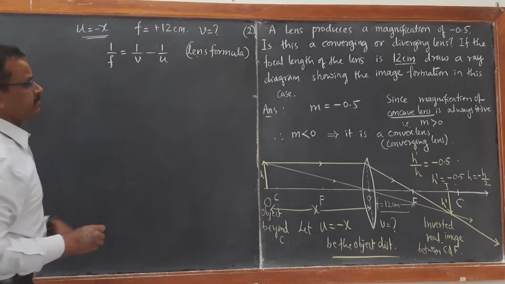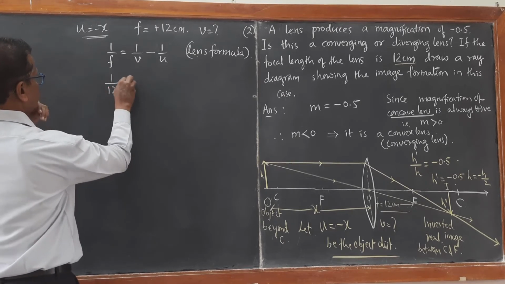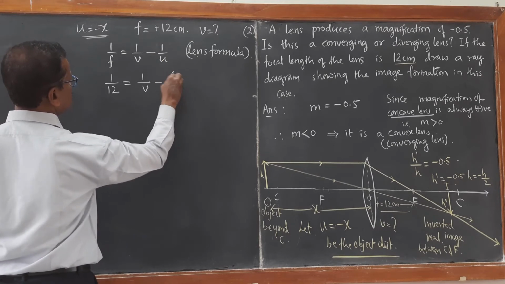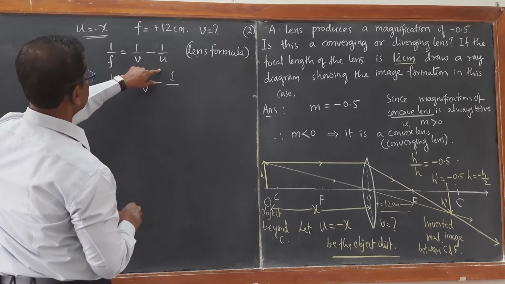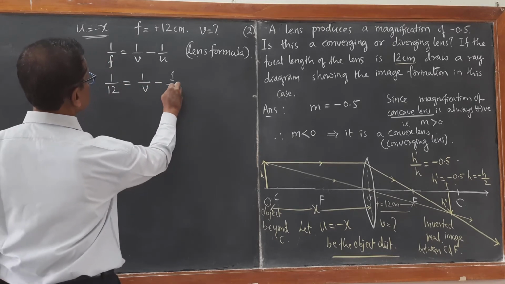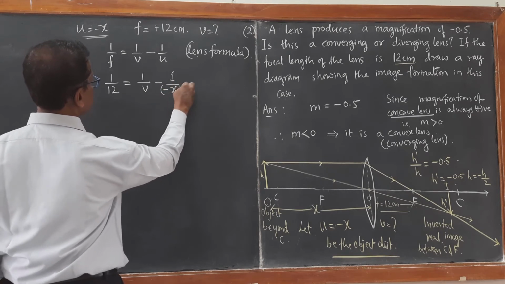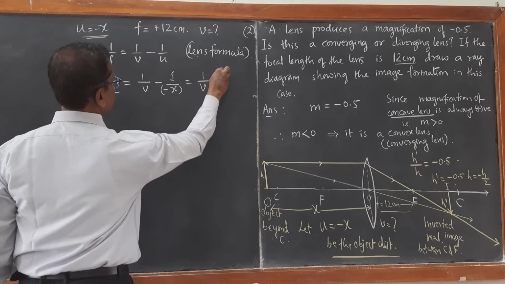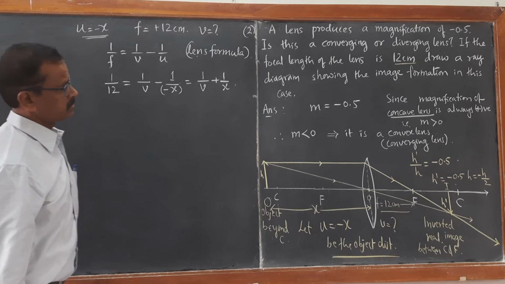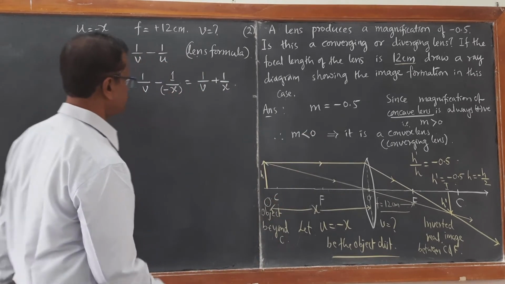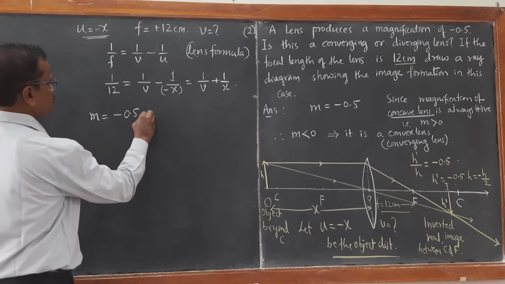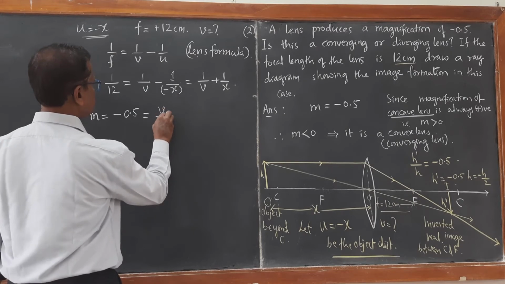So f is given, so 1 by 12 is equal to 1 by v minus 1 upon x. Minus of minus becomes plus, so it becomes 1 by v plus 1 by x. Okay, now there is one more data that we can use here. Magnification m is equal to minus 0.5, which is also equal to v by u.